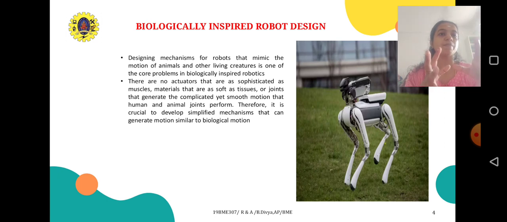The animal, which we can mention as a dog, has four legs. Here this robot also has four legs, similar to a dog.